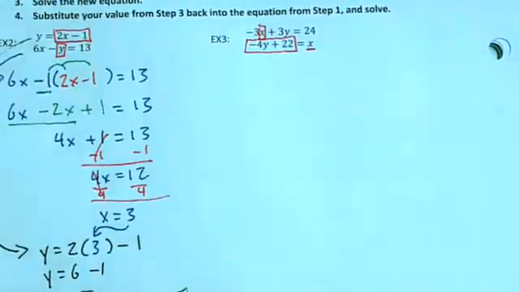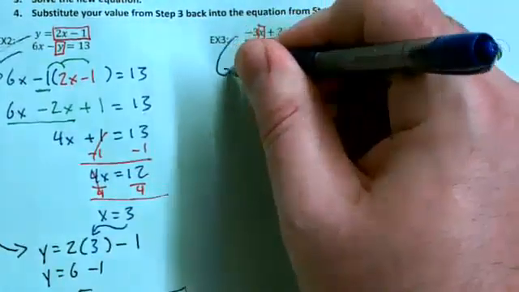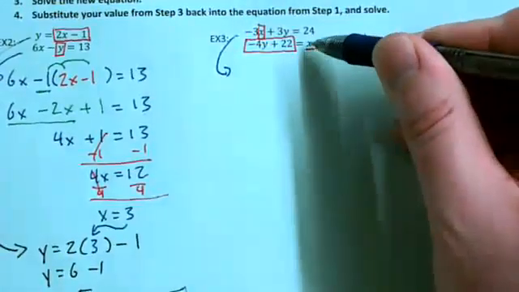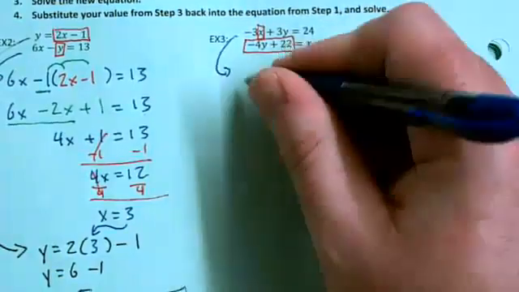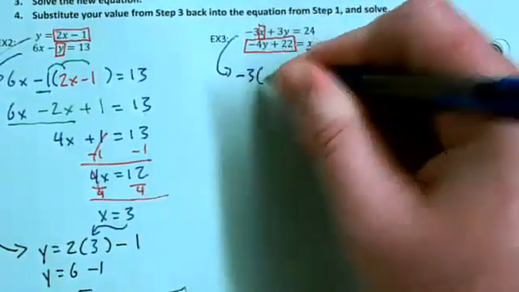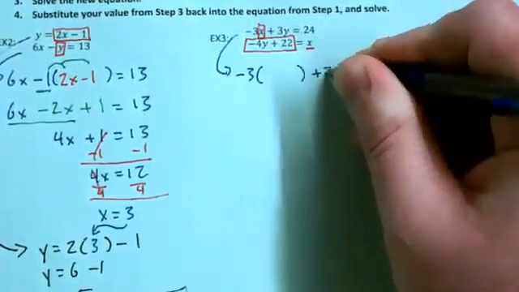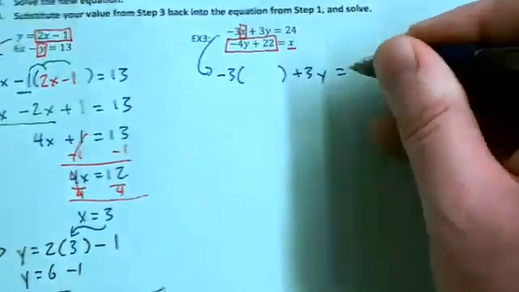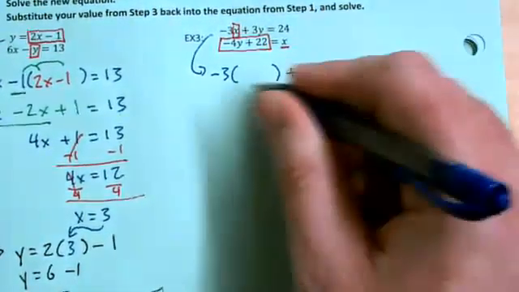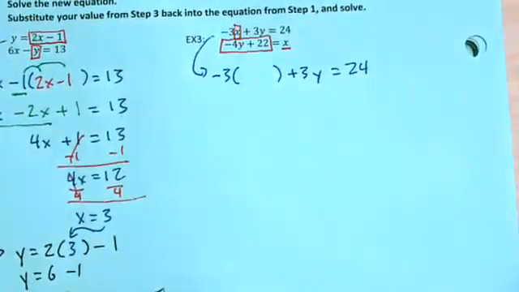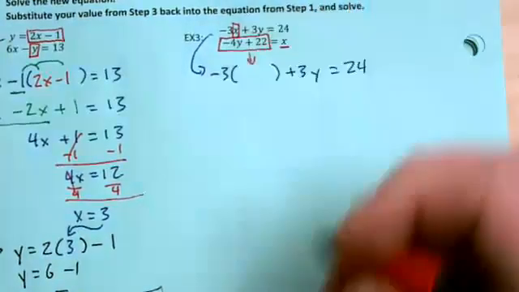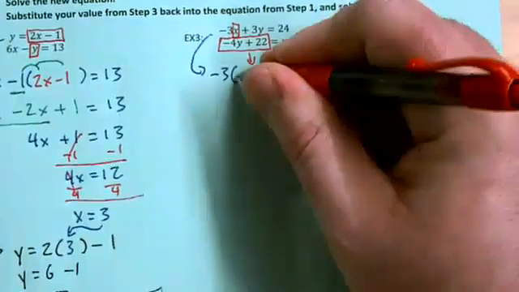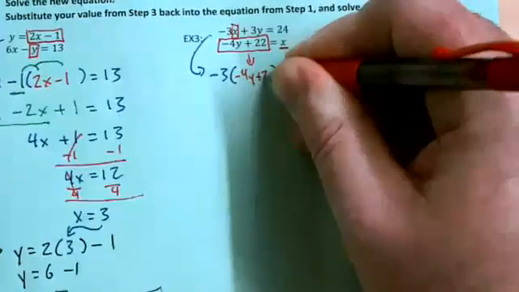So let me copy that first equation down. This time I'm leaving out the x because I have something that x is equal to. So negative 3x plus 3y equals 24. And I left a big space where the x was because in that space I'm going to put what x is equal to: negative 4y plus 22.